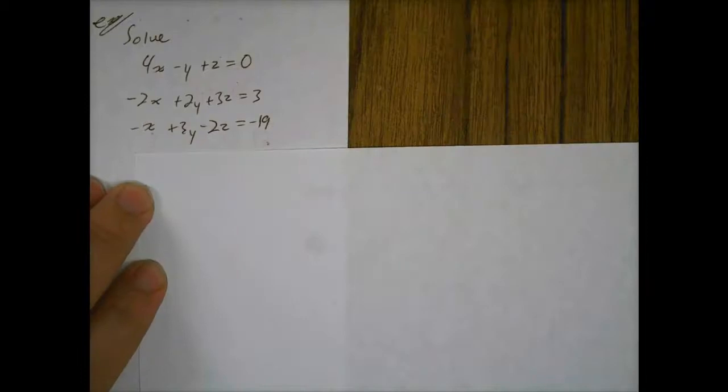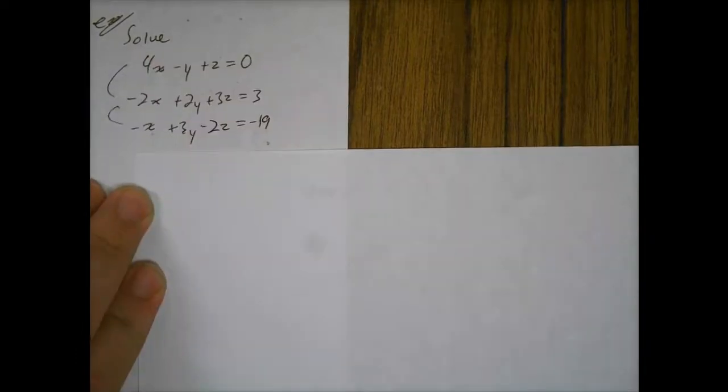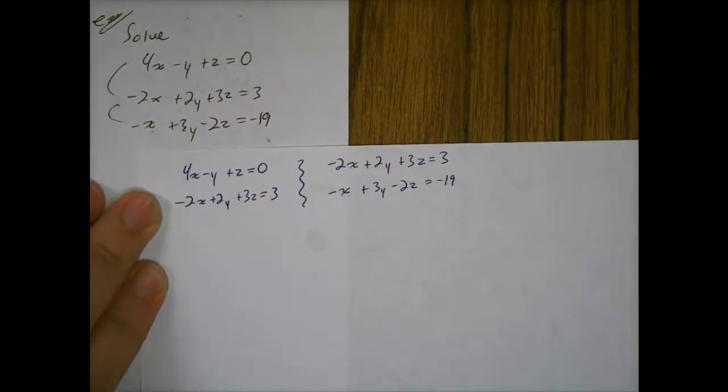All right, here's the next one we're going to look at. Still, again, 3 equations with 3 variables. So I'm going to set up my first 2 together and my second 2 together and pick a variable that I want to eliminate. So here are our equations.